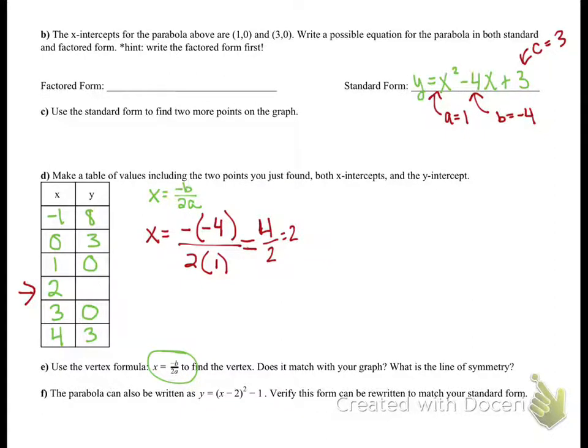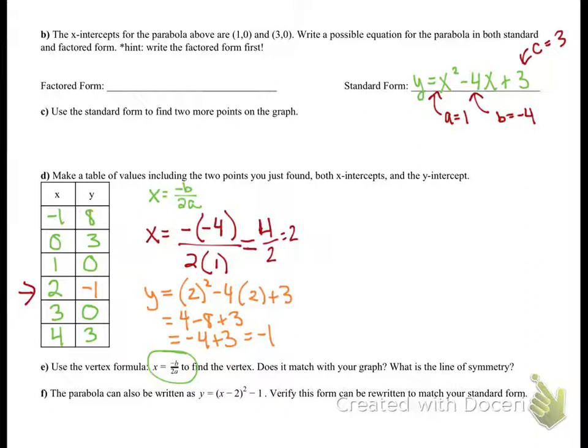So I'm going to plug in 2, my x equals 2, into my standard form. Sure, love it, can't wait, never been so excited in my life. Y equals 2 squared minus 4 times 2 plus 3. 2 squared is 4. Minus 8 plus 3. Negative 4 plus 3. Negative 1. Negative 1 is the y value of my vertex, everybody.